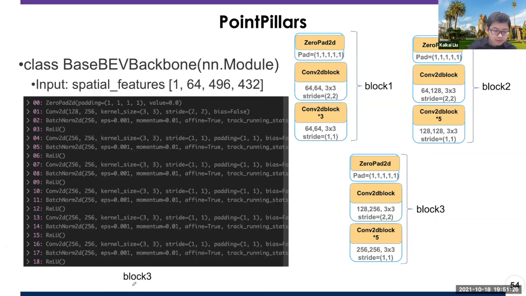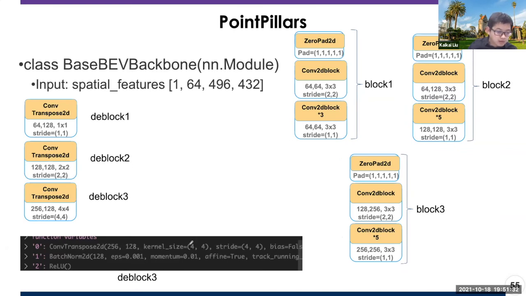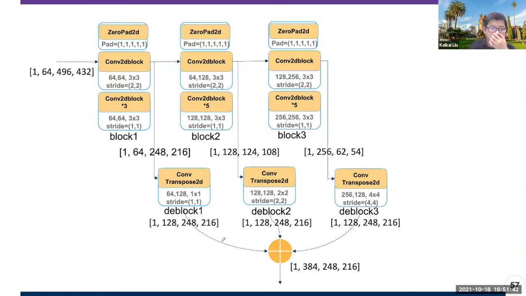Then we have block 3. Block 3 is a simplified block. We also have the deconvolution block 3. Now we have blocks 1, 2, 3 and deconvolution blocks 1, 2, 3, and we need to piece them together. So this is the actual architecture in the code.